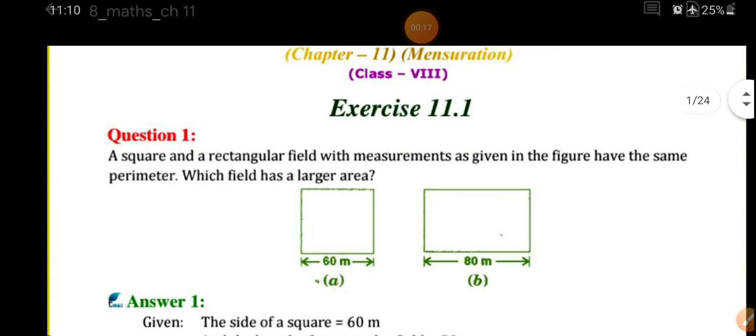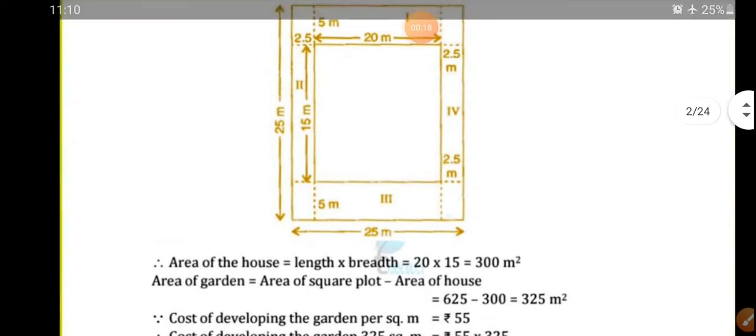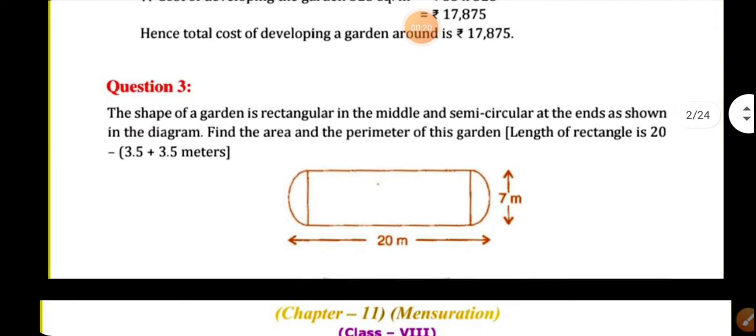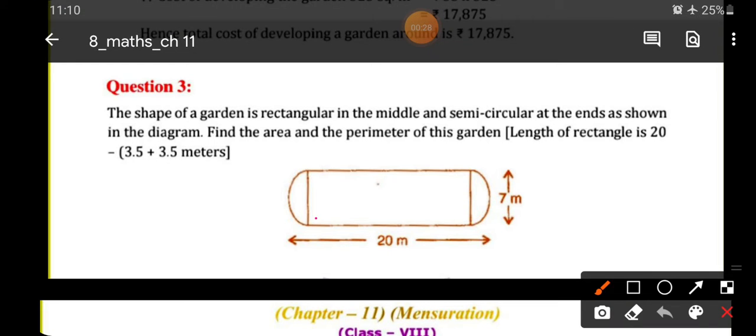Okay, here 11.1. In this exercise, question number 3. The shape, this is the garden. It is rectangular in the middle and semicircular at the end as shown in the diagram. Find the area and perimeter of this garden.